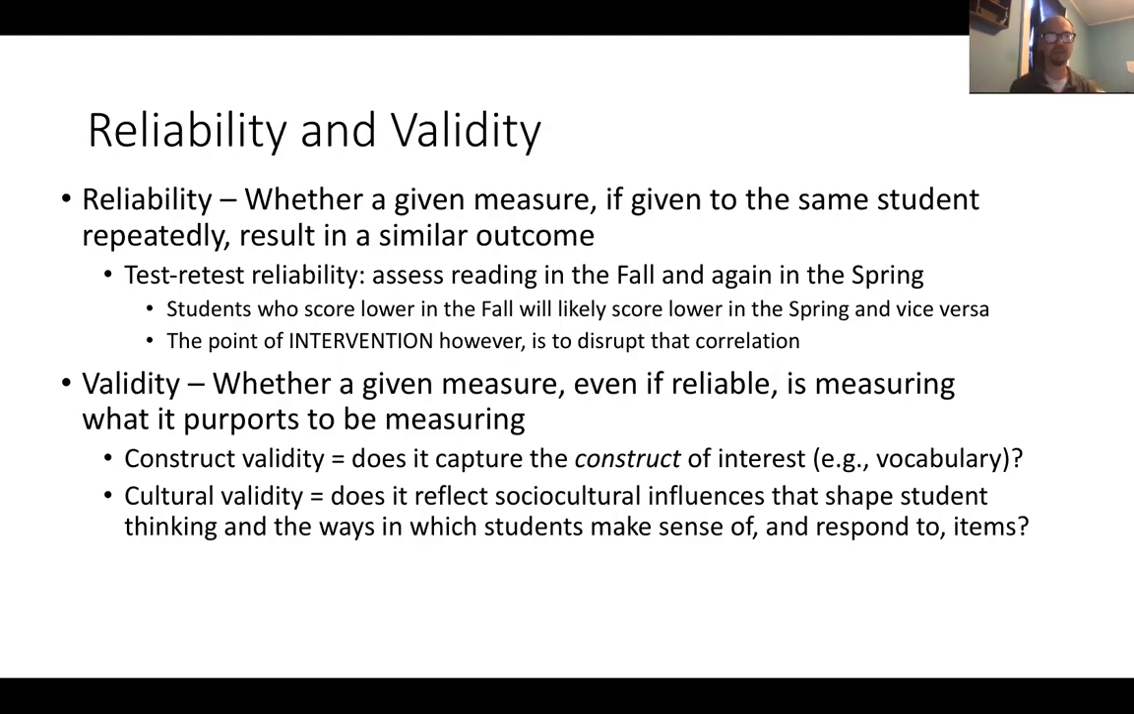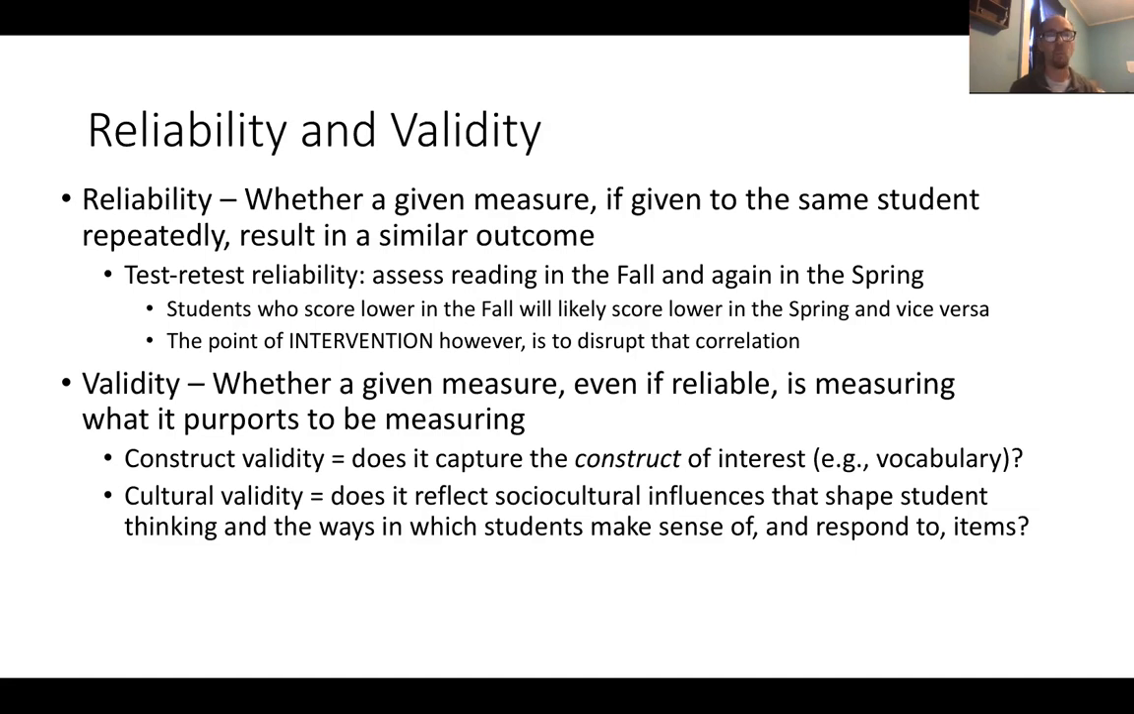And there's many forms of validity, but the two I wanted to focus on were construct and cultural. Construct validity is, does it capture the construct of interest? So if you say you're measuring vocabulary, how is it that you're going about measuring vocabulary? So that means how you conceptualize vocabulary and how you assess it is very important. And we'll look at an example of that soon. Cultural validity is, does the measure reflect sociocultural influences that shape student thinking and the ways in which students make sense of and respond to items?